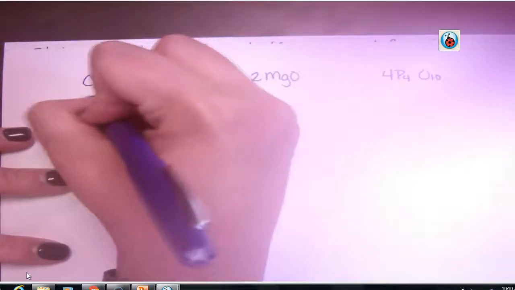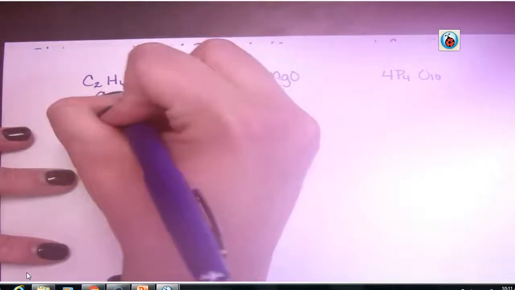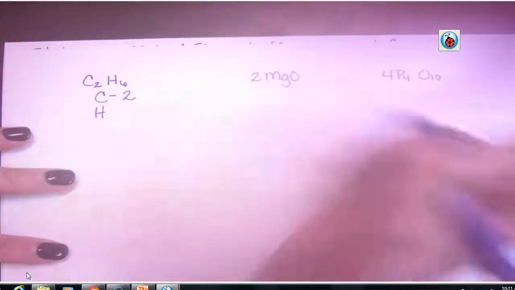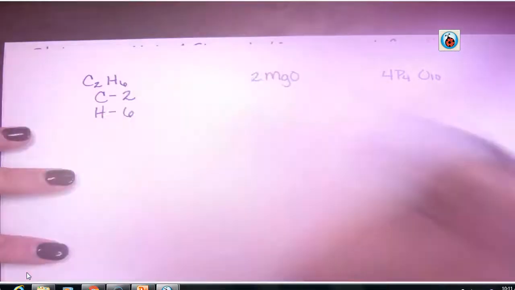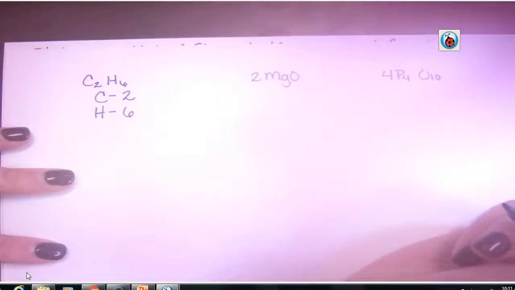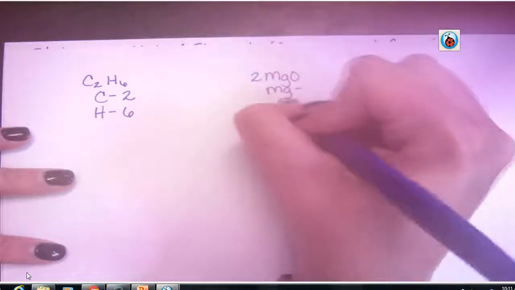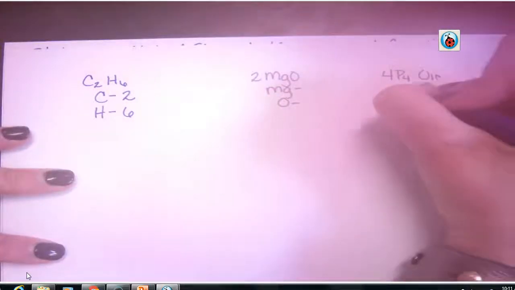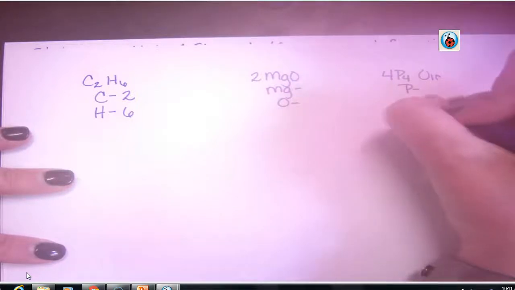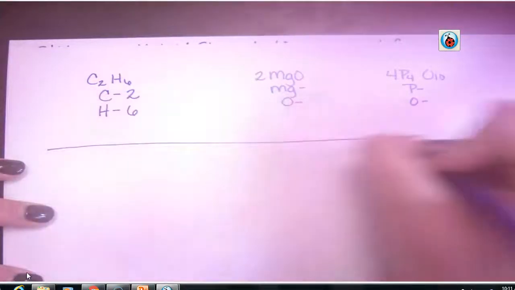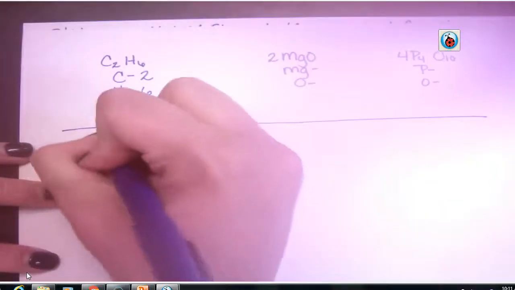So C or H, how many carbons are there? 2. How many hydrogens are there? 6. And you need to do the same thing over here. How many magnesiums are there? How many oxygens are there? How many phosphoruses are there? How many oxygens are there? And then I'm going to write some more that you can do right here.